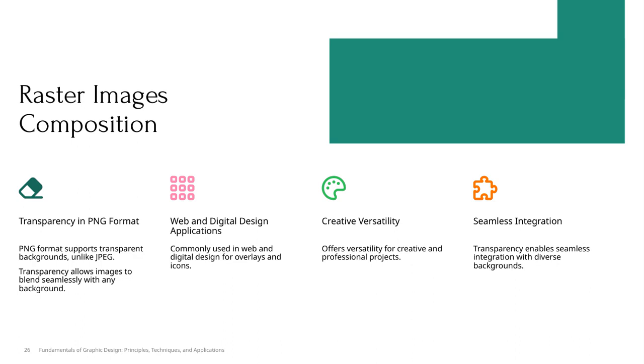Let's talk about raster images and how they are used in composition, especially in web and digital design applications. These images are commonly used for overlays and icons because of their flexibility and visual impact. One of the key features of raster images, particularly in PNG format, is transparency.